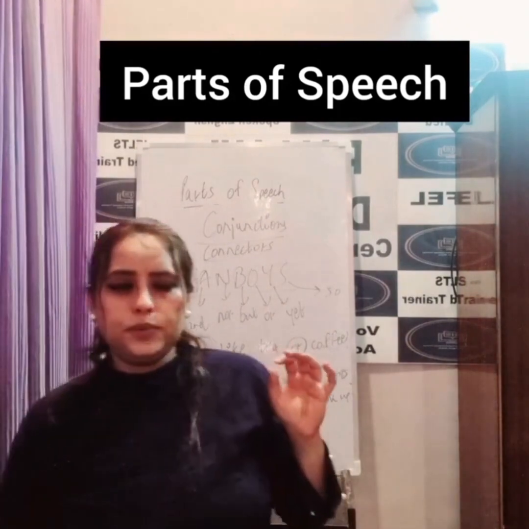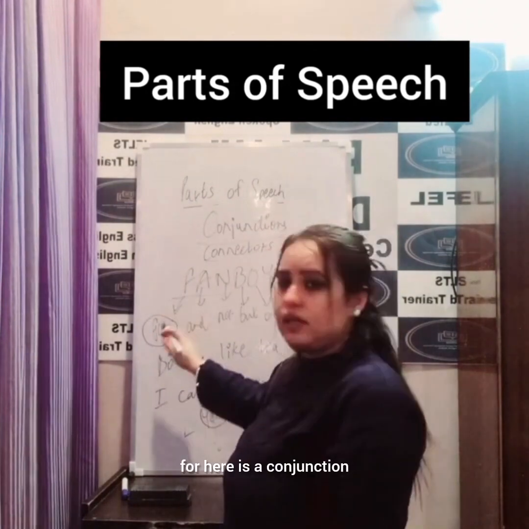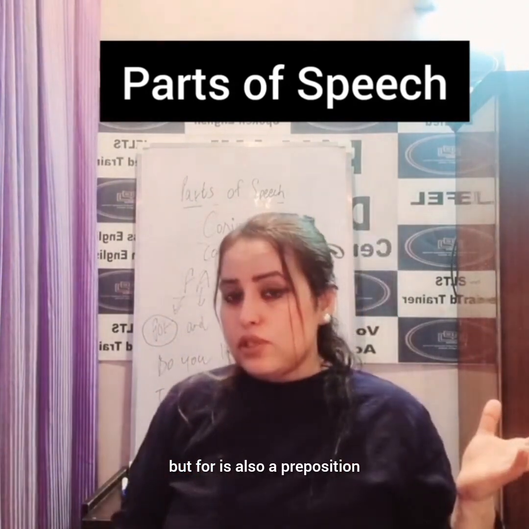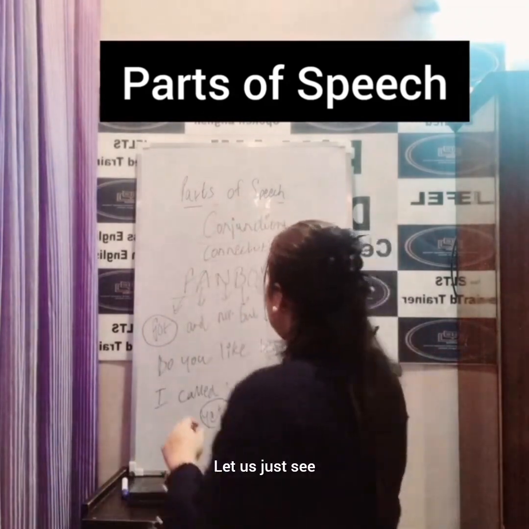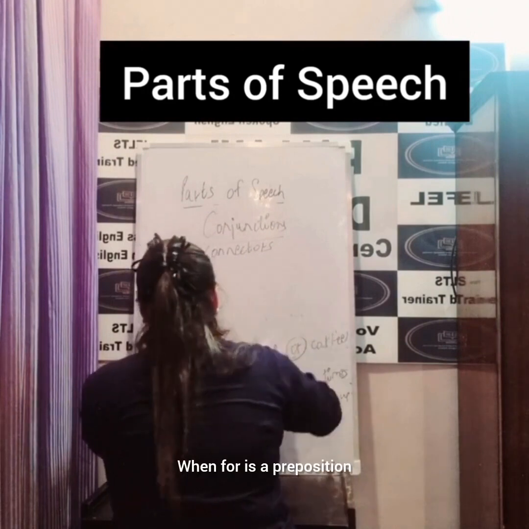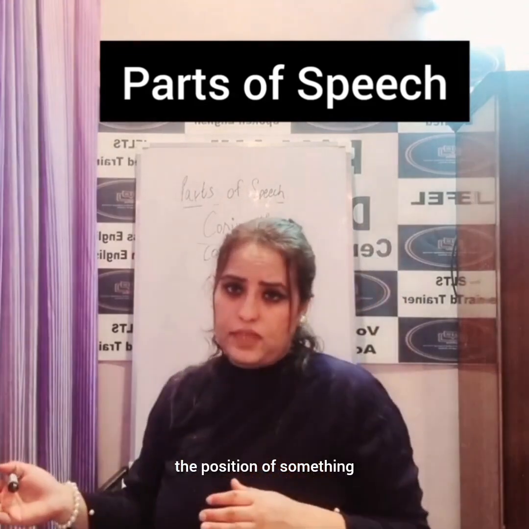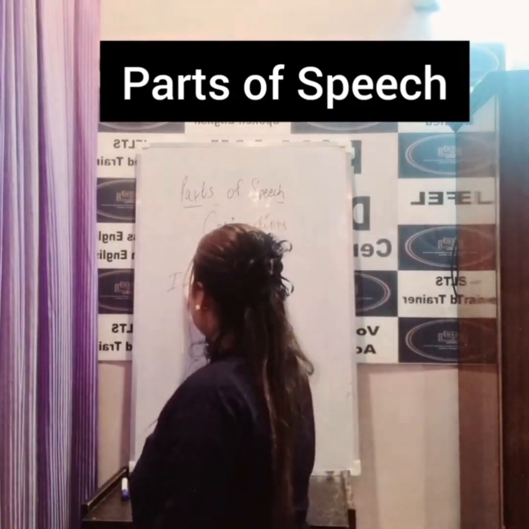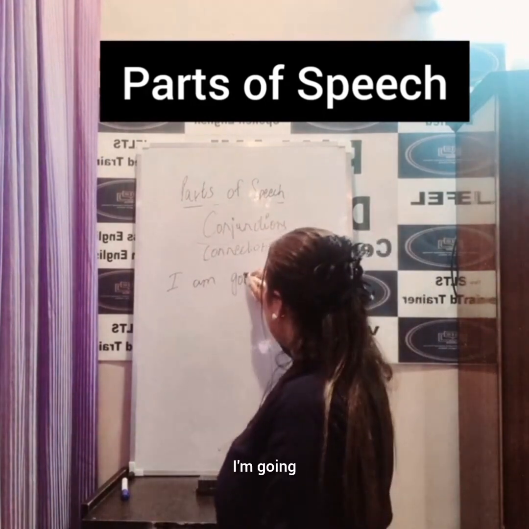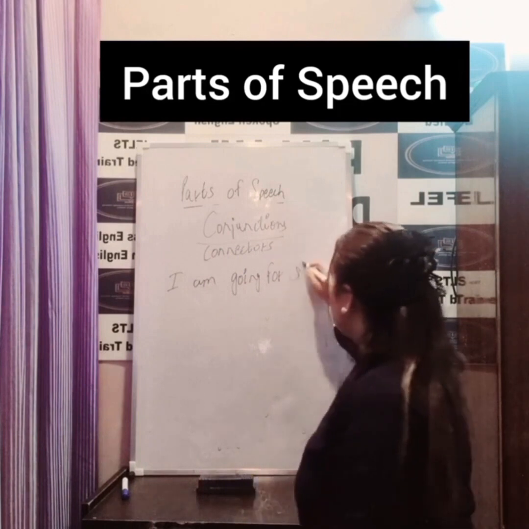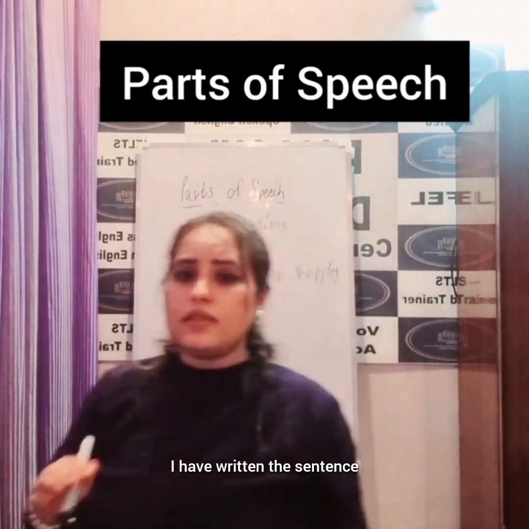One more doubt I'm going to clear which many students have, like for. For here is a conjunction, but for is also a preposition. So what is the difference between for as a preposition and for as a conjunction? Let us just see. When for is a preposition, it is telling us about the position of something. Okay. Suppose I'm writing first how for is a preposition. I'm going for shopping.